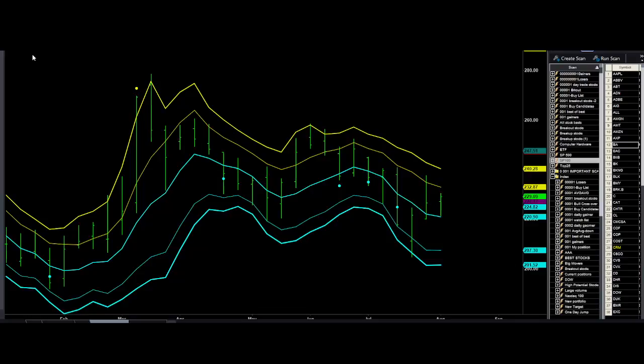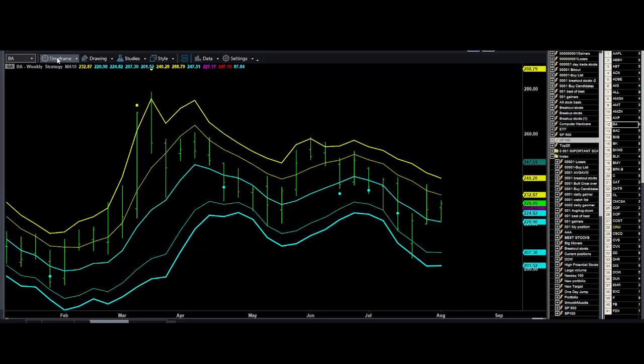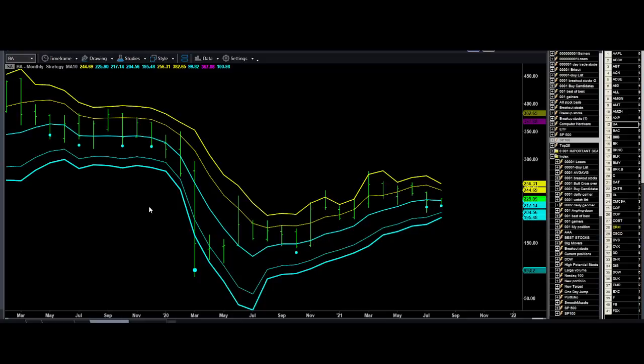So this is the weekly chart. For example, if we change it to the monthly chart for Boeing BA, you can see that's also a relatively good time. It's close to the minimum value, the bottom dot, and this is the trend line. So it's also a good time to buy the stock.